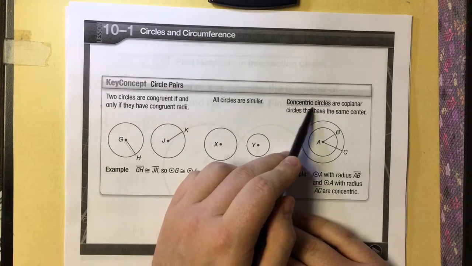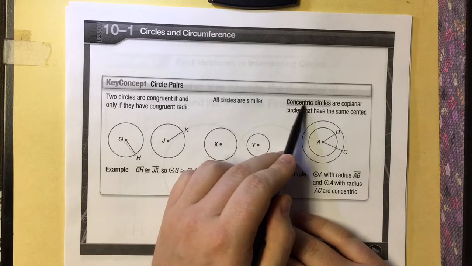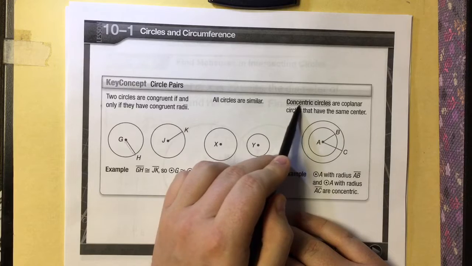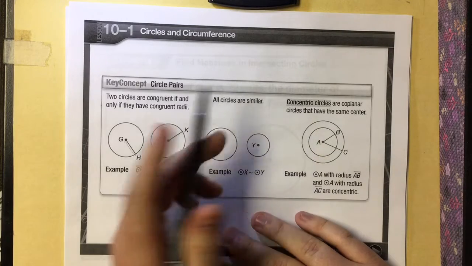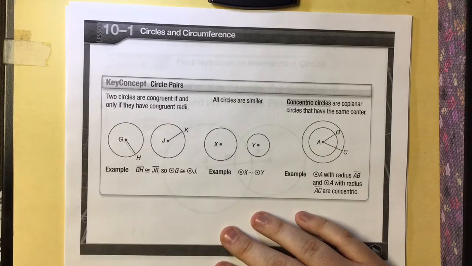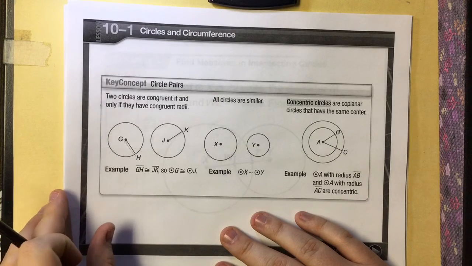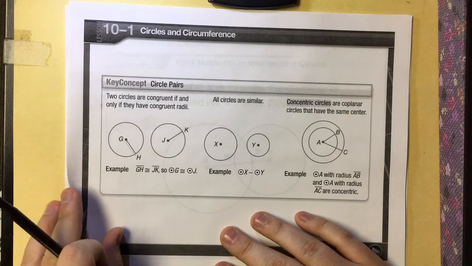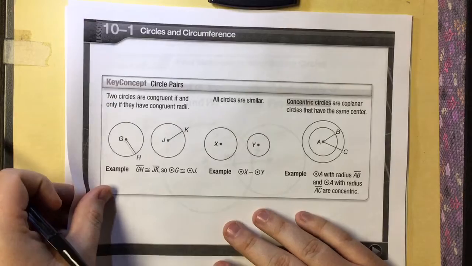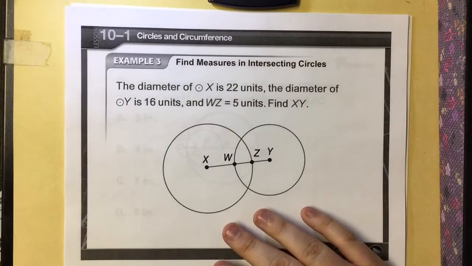It is concentric circles. Concentric circles. If you look right there in the middle of that word, concentric, you see what looks like center. And that is exactly what they are. They are two circles that have the same center and lie in the same plane. So both of those circles there have A as their center.